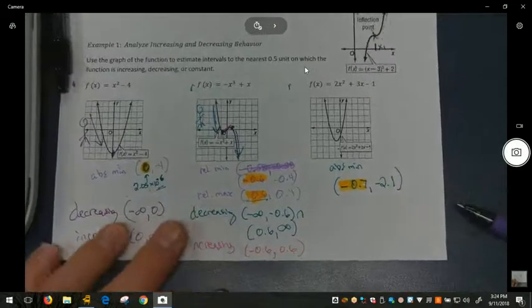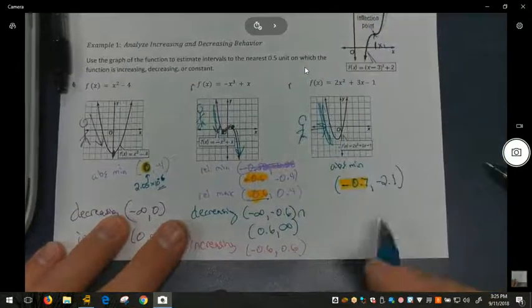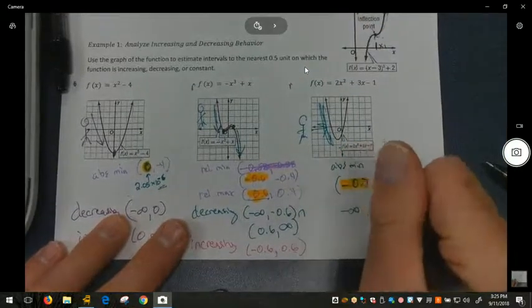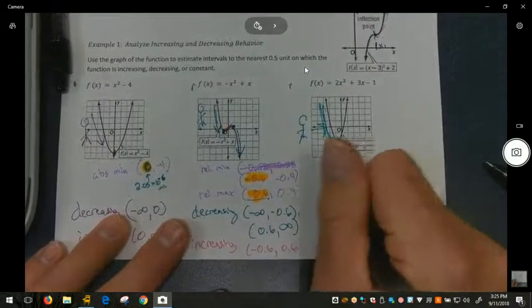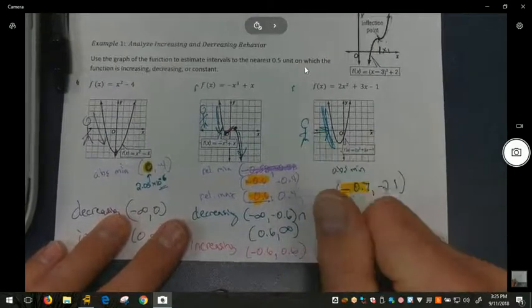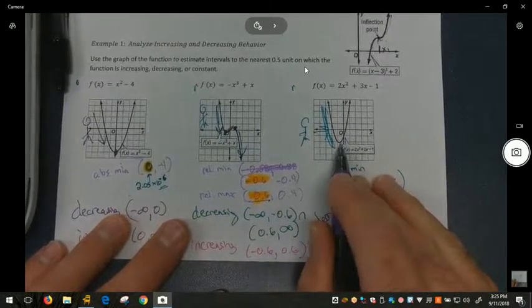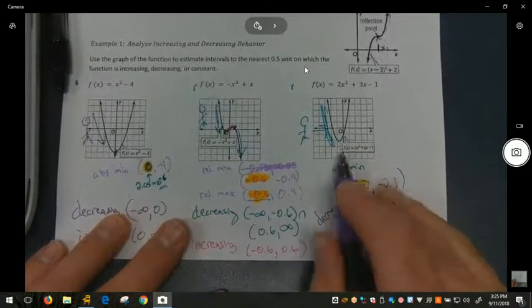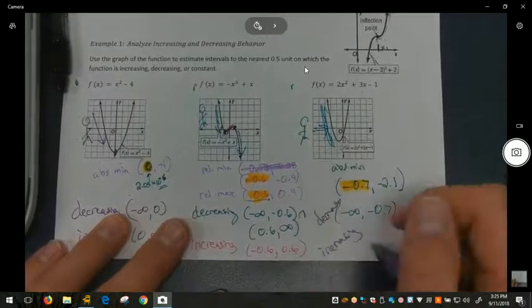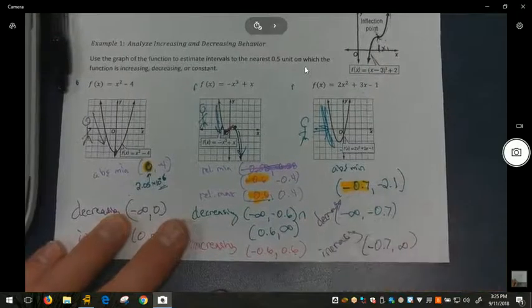And the very last one, we have the absolute minimum. So as we go from left to right, we are decreasing till we get to that point. So from negative infinity to negative 0.7. And that's the decreasing. And then we're increasing as we move from this absolute minimum infinitely up. So from negative 0.7 to infinity.